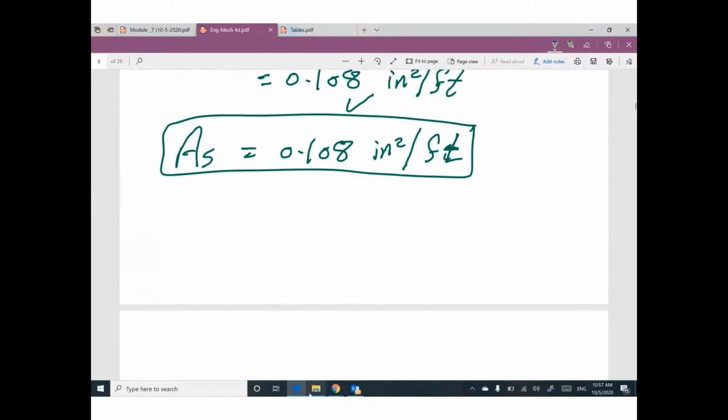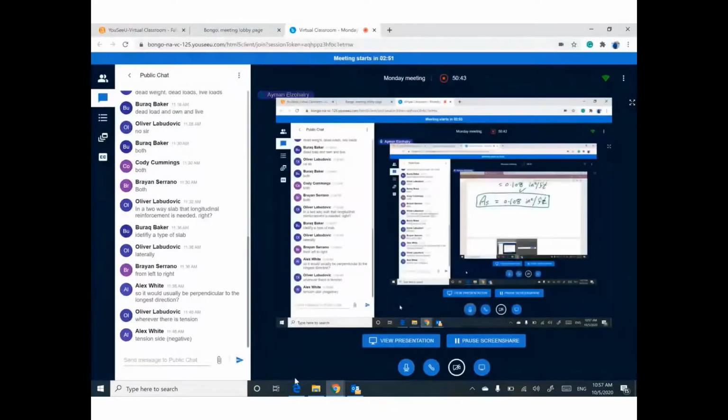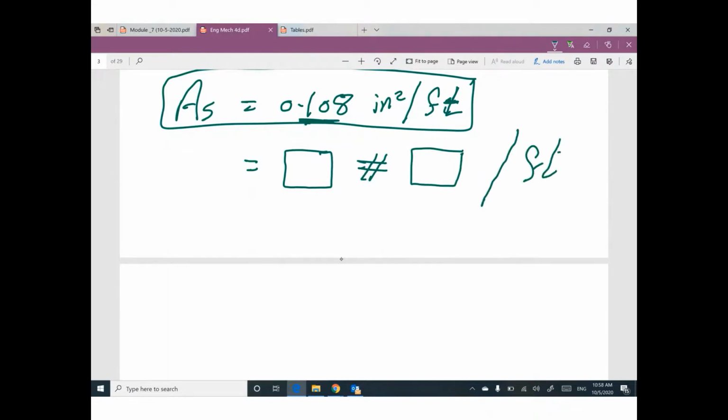Any question? Okay. I would like to convert this value of area steel to how many bars, and what is the size of this bar and this reinforcement per foot. That's right?